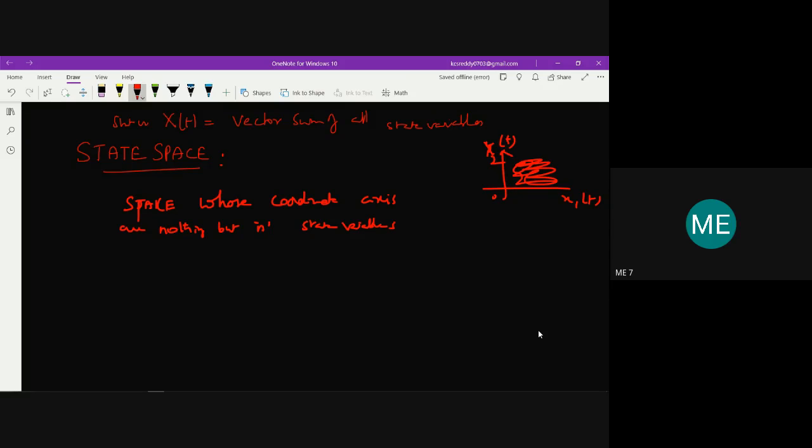Okay, and the state trajectory, the last definition. So state trajectory is a locus. Trajectory means it is a path which is created. Similarly, it is called a locus, path or locus of the tips of state vectors.